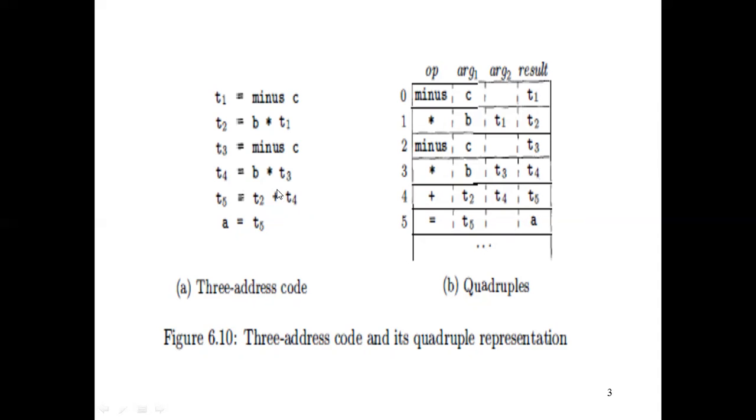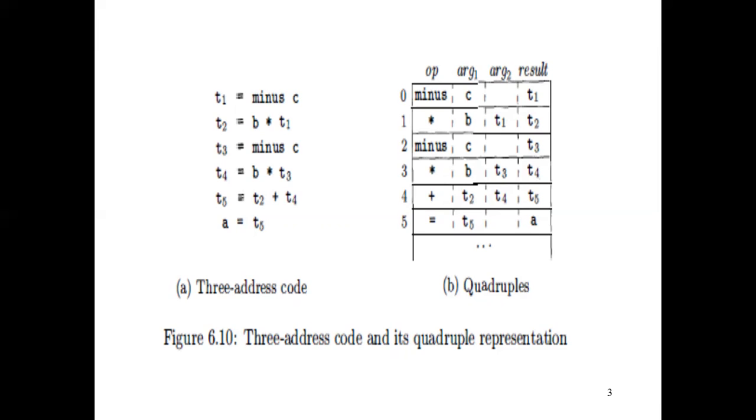T2 plus T4 means B star minus C plus B star minus C. Here T2 and T4 are the same. Now you can see the given expression is B star minus C plus B star minus C. Here the expression is A is equal to B star minus C plus B star minus C.